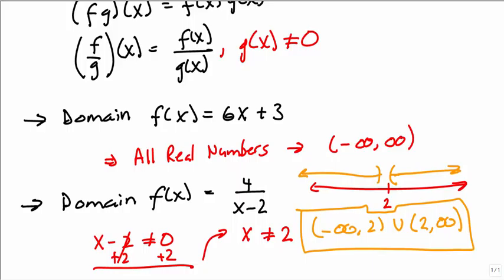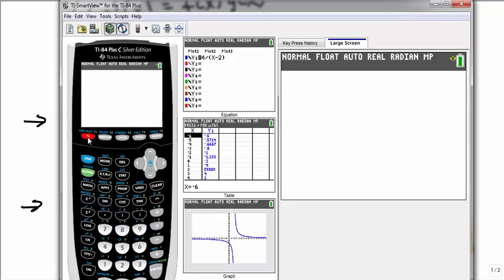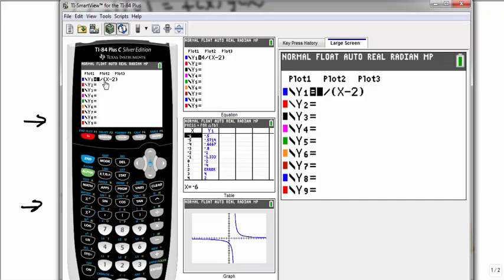Let's go ahead and look at this on a calculator as well. So if we were to look at the function 4 over x minus 2 and graph it, we'd hit y equal, and then we'd have 4 divided by, like we do over here, but we have to make sure we have parentheses around the entire denominator, x minus 2, and let's go ahead and hit graph.